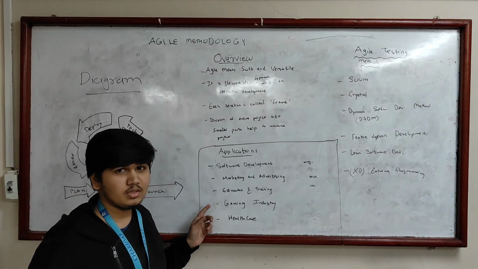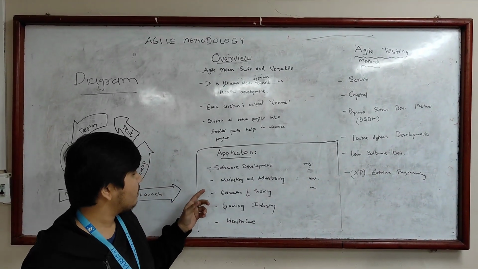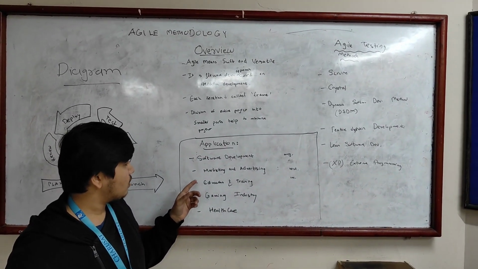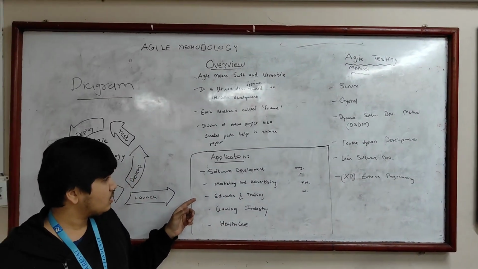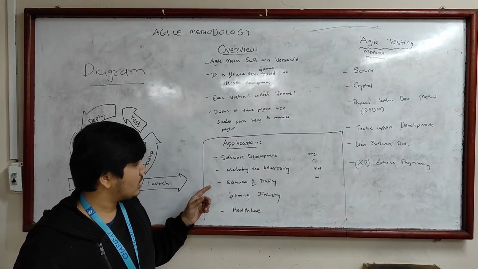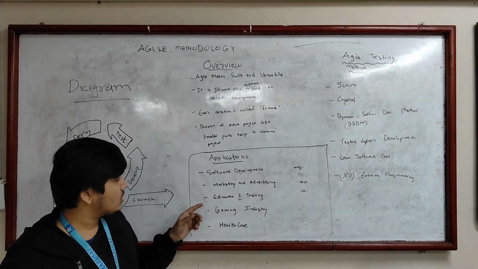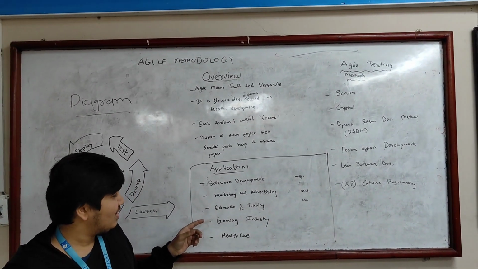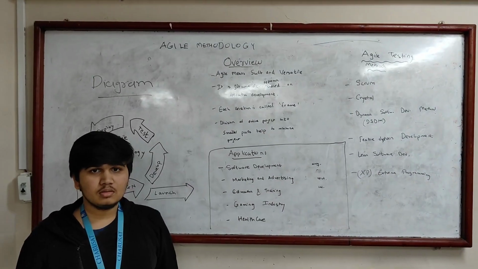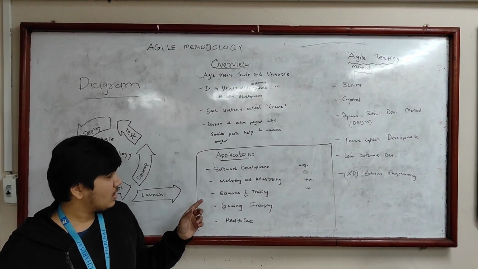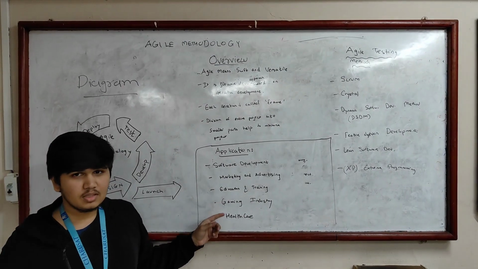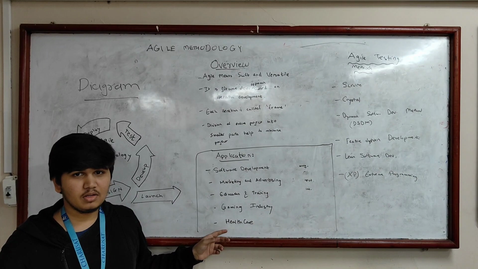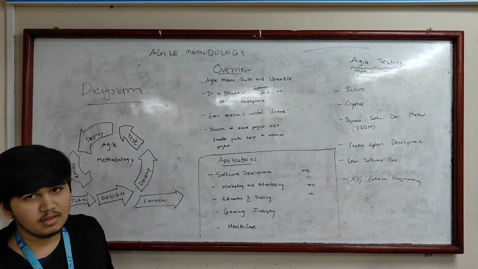Now comes the applications of agile methodology. First is software development. Agile methodology is originally used for software development. Then comes marketing and advertisement. Agile methodology is instrumentally used in marketing and advertisement. And agile development is increasingly used in education and training. It is extensively used in the gaming industry, and healthcare also uses agile development methodology.